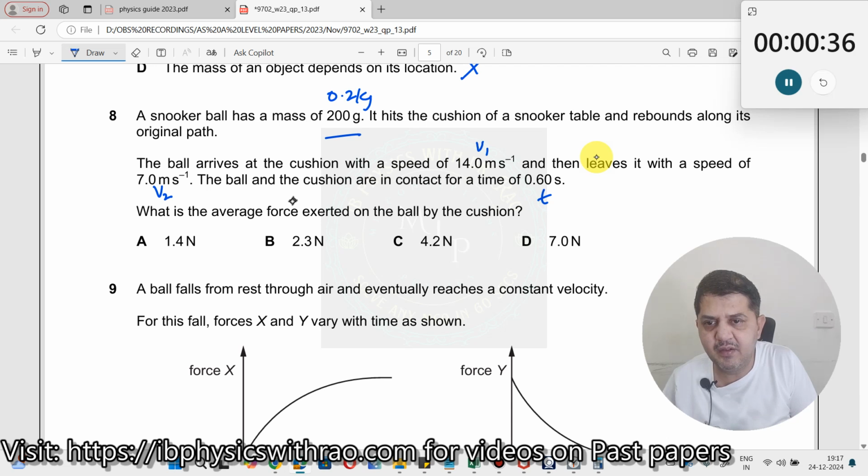So what is happening over here? See, when I say v1 and v2 here, and you say it rebounds, what do you mean by it? It changes its direction, right? So therefore this should be negative over here. Now, what is the average force exerted on the ball by the cushion?